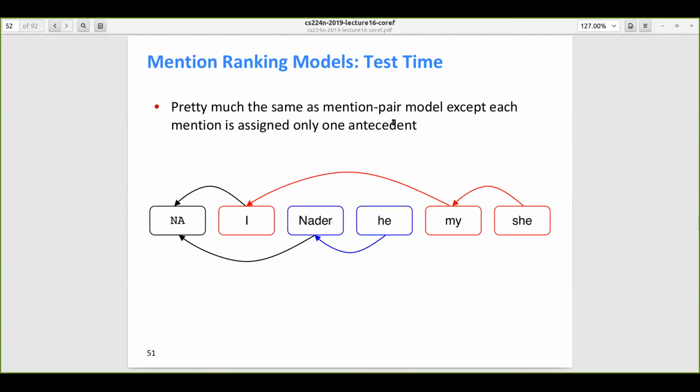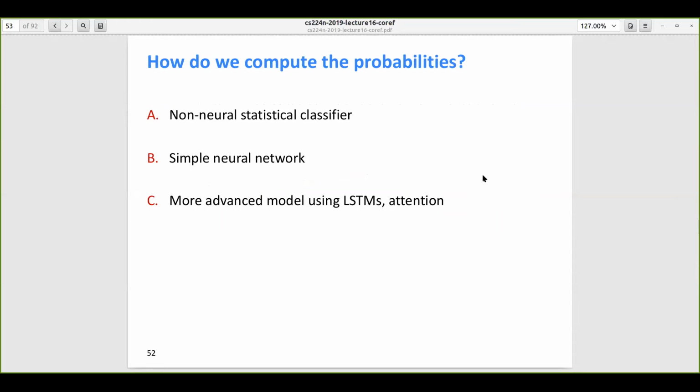So when it comes to testing, there is only one antecedent assigned to every mention. Unlike the training, where we had the same word being paired with multiple antecedents, here at test time the model tries to come up with one antecedent for every word, for every mention.